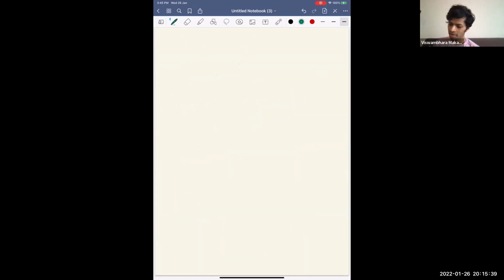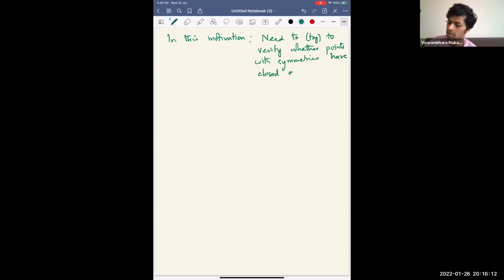So in this motivation at least, and perhaps many other settings, you need to prove, maybe let me not say prove, let me just say verify, or maybe even try to verify, whether points with symmetries have closed orbits. I'm trying to emphasize symmetries because symmetries are going to play a role in the technique that I'm going to try and explain to you.